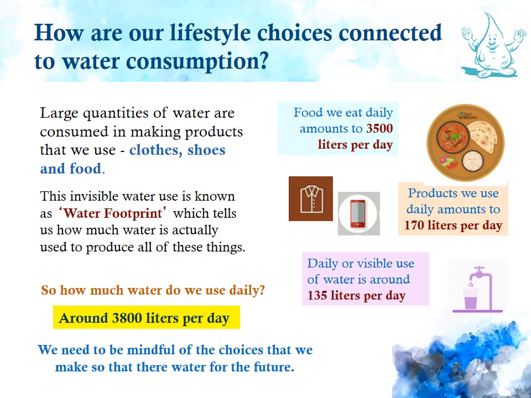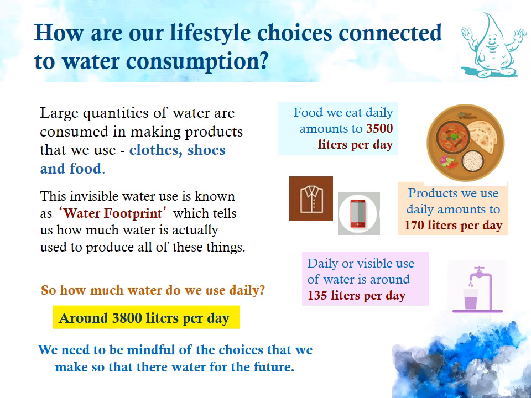Invisible water use is also known as a water footprint. This tells us how much water is actually used to produce food we eat and all the products that we use, even if we don't use this water directly. For example, think of the phone we are using.